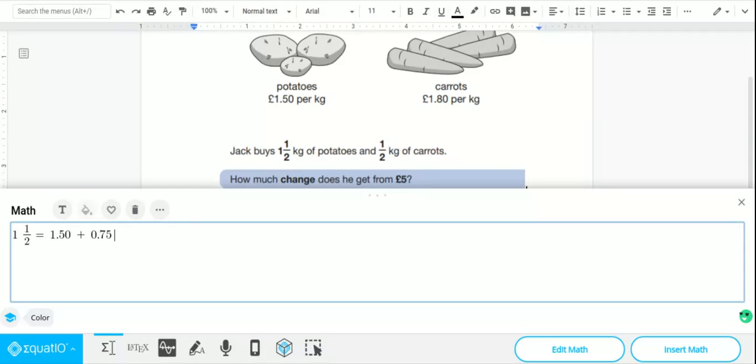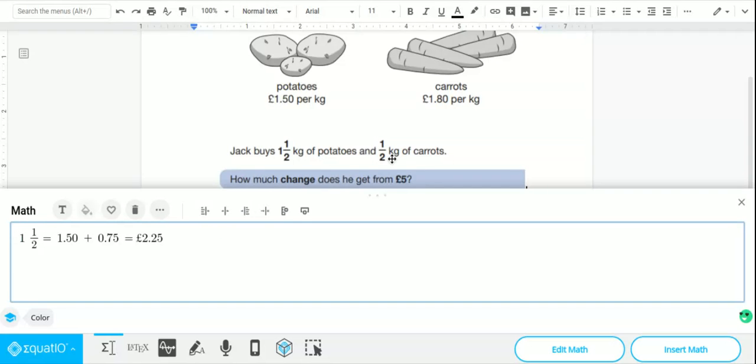Now, if I add that together, what do we get? £1.50 add 75p, and we get £2.25. Very good. Let's just put the pound sign in there. Excellent. So that's an easy way of doing this. 1.5 is 1 whole, which is £1.50, and 1/2 of that, which is 75p, which equals £2.25. So we've done the first part. Very nice and easy.